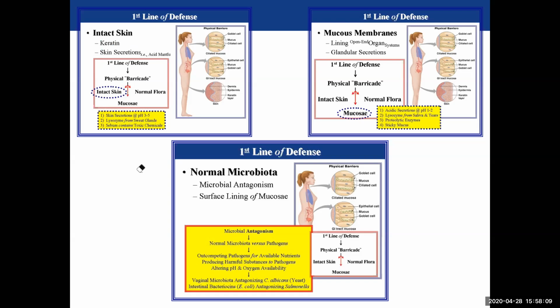The second component is the mucosae. Mucosae is basically plural for mucosa, and the mucosa is the mucous membrane. So you can say mucous membrane or mucosa, or mucous membranes and mucosae. So they line all open-end organ systems. So for example, the respiratory system, the digestive system, the urinary system, and the reproductive system.